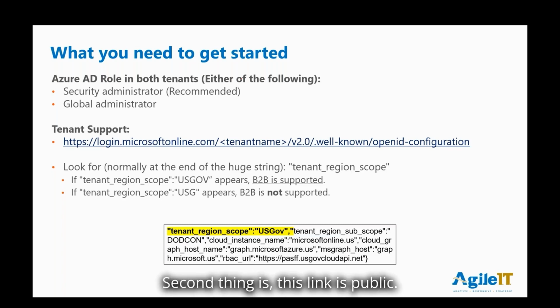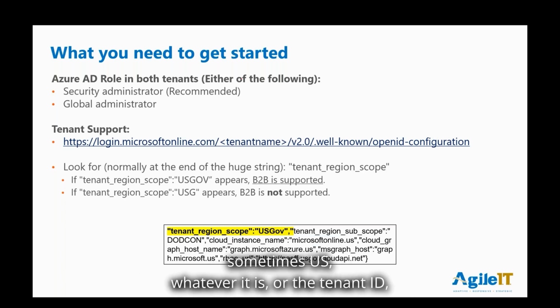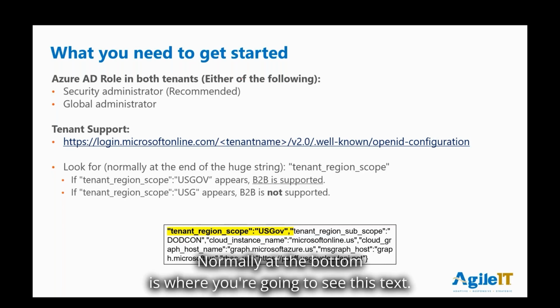Second thing is this link is public. You don't have to log in. Put in your tenant name. So if it's mycompany.onmicrosoft.us, mycompany.onmicrosoft.com, because sometimes we had GCC user tenants that had .com, sometimes .us, whatever it is, or the tenant ID, use this URL, plug it in, and you're going to see in your browser just this complicated JSON thing. Normally at the bottom is where you're going to see this text.